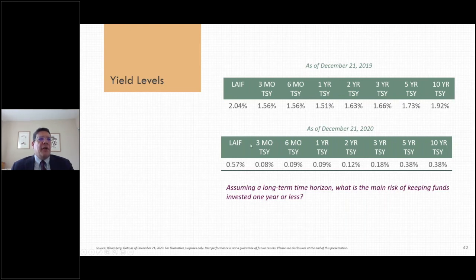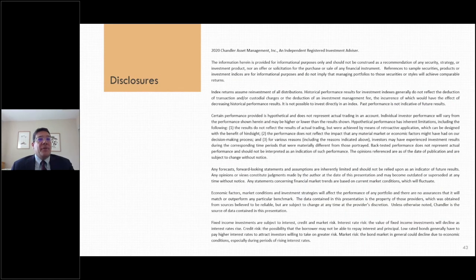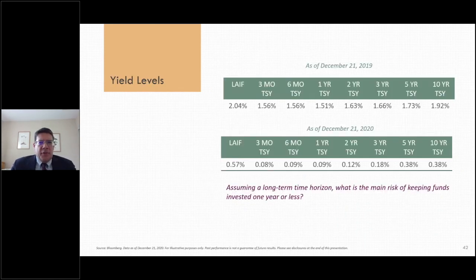Notice LAIF is much higher. LAIF has been coming down dramatically. LAIF was over 2% before COVID-19, and we expect that to continue. The LAIF team expects that to continue coming down even lower, at least as I heard from them in the last training session. I'm going to pause with this.